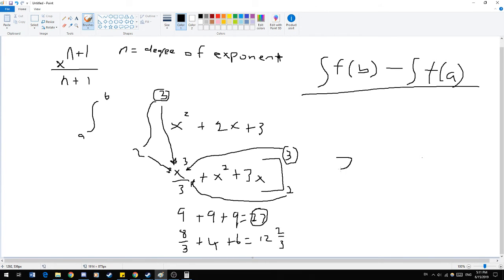So now we just do 27 minus 12 and 2/3, which is equivalent to 14 and 1/3. So that's how you find a definite integral. And yeah.